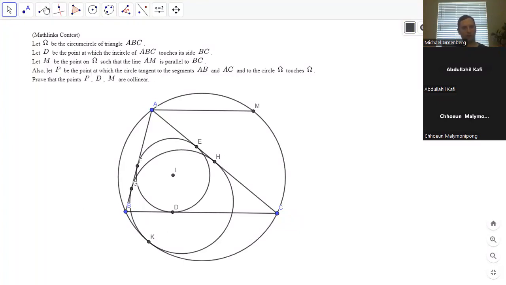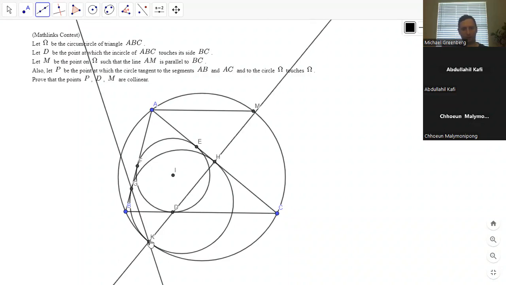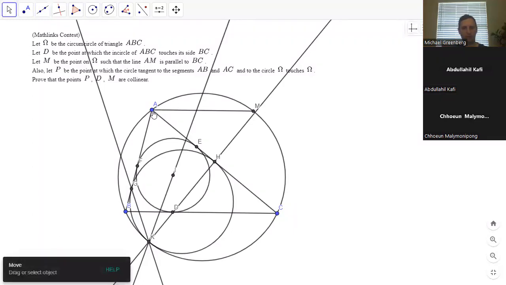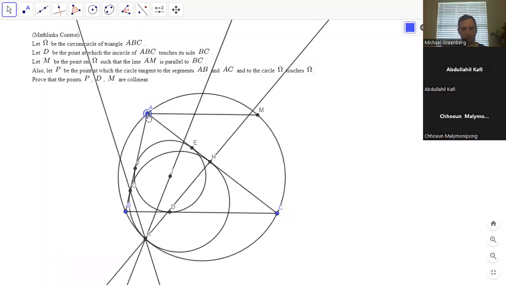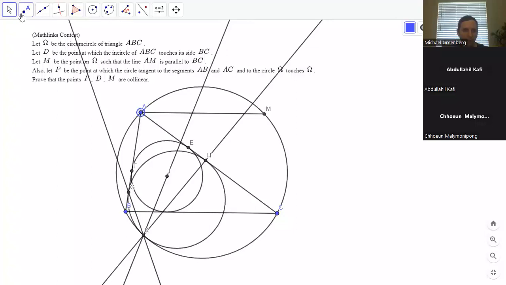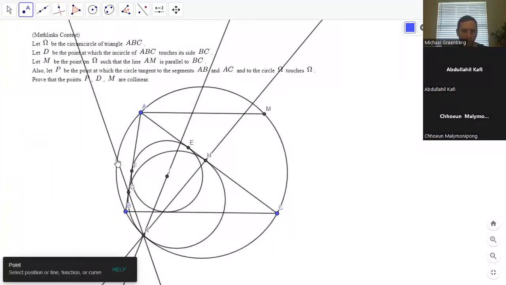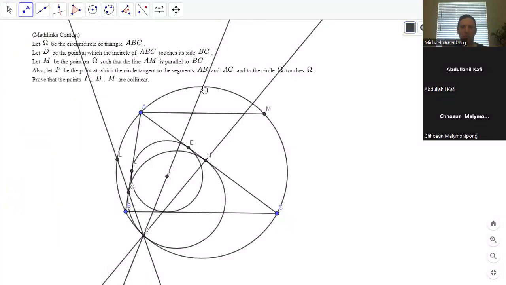So we know a couple things. We know that KG passes through the midpoint of this arc, and we know that KH passes through the midpoint of this arc, and we know that KI passes through the midpoint of arc AM. So we know all those things. And I actually proved those in a previous video of mine on mixtilinear incircles.